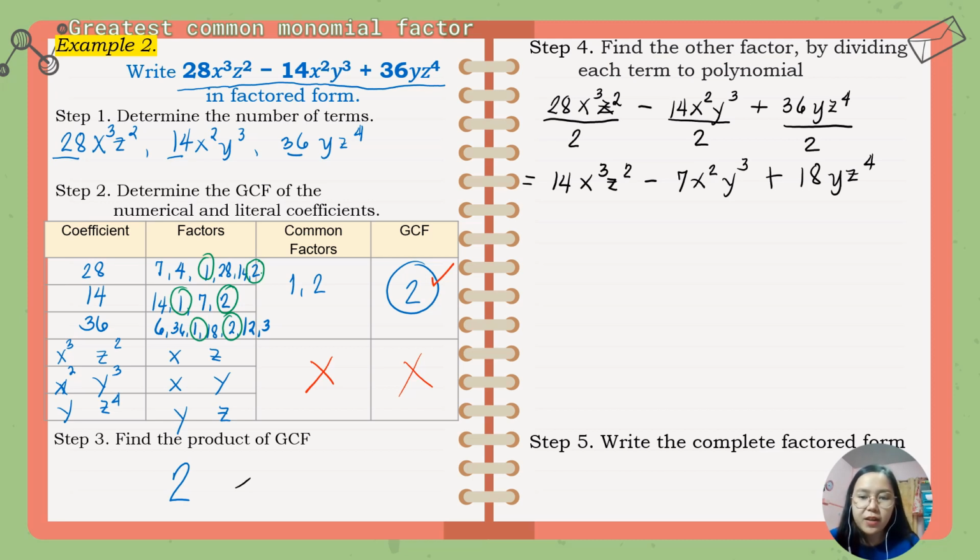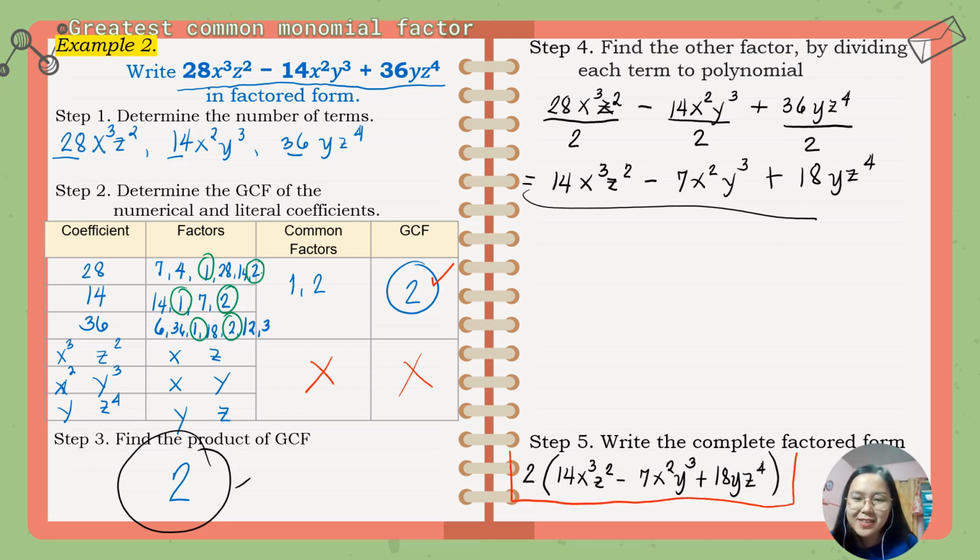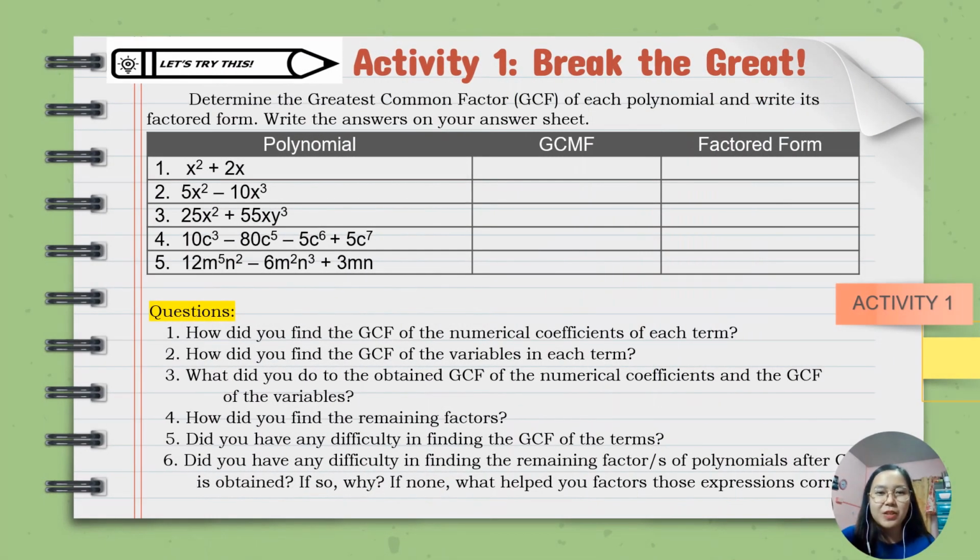So, ngayon, write the complete factors. Kagaya ng sabi ko, pagsasamahin itong step 3 tsaka itong step 4. So, we will just write 2, then 14x cubed z squared minus 7x squared y cubed plus 18y z raised to 4. Yan na ang ating sagot. Kaya yan, di ba? Okay. Ngayon, kayo na ang magsasagot.